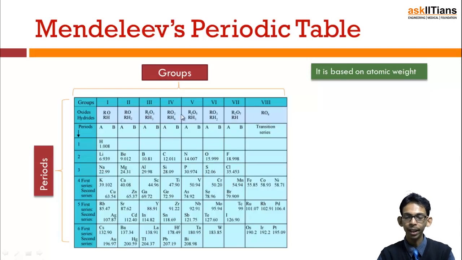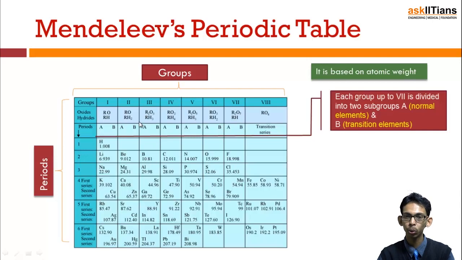It had actually 8 groups, and each group was further divided into 2 groups. From group 1 to group 7, these were divided into 2 subgroups, A and B. Like this one, the first group is divided into 2 parts, A and B. So these are 2 subgroups, and this one would be known as group 1A, this is group 1B. Similarly, group 2A and group 2B, and so on.